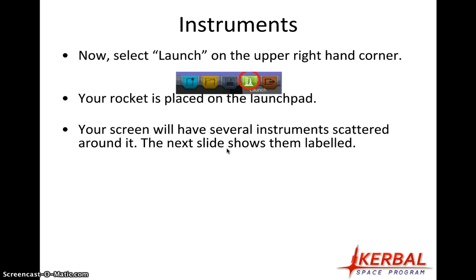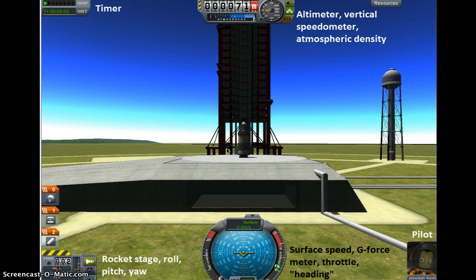Select launch on the upper right-hand corner. Your rocket is placed on the launch pad. Your screen will have several instruments scattered. The next few slides will show that. Top is your timer and warp. Timer is your T plus or T minus countdown. In this case, it's T plus. Warp allows you to speed up real time or slow down real time.